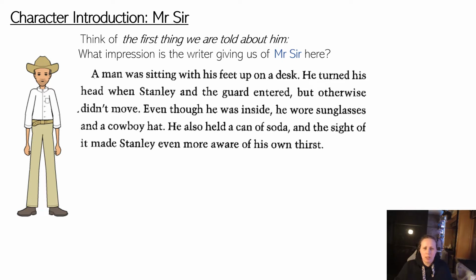What I want you to do, Year 8, is just pause the video and see if you can take out some little short quotations from this paragraph that the writer is trying to get you to think of an impression about Mr. Sir. What are the little clues he's giving you about what sort of man Mr. Sir is? Okay, so just pause the video and see if you can find them. Okay, my answers are coming up in 3, 2, 1.